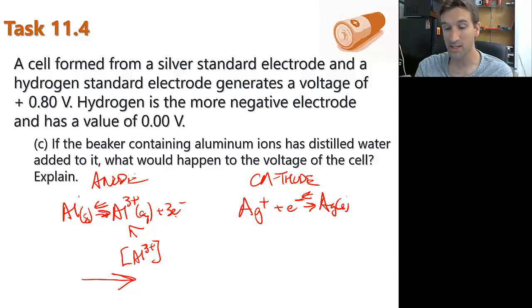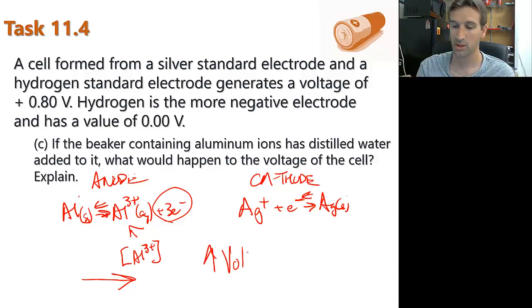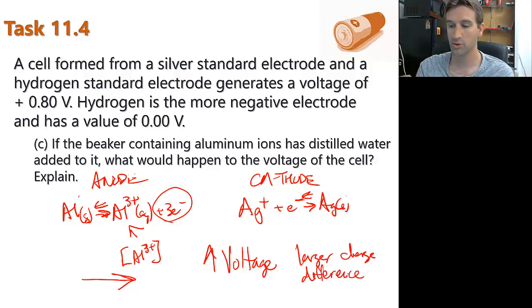And in the process, it's going to generate more electrons, more negative charge. This has the effect of creating a larger difference of charge between the negative and the positive electrode. If there's a bigger difference in charge on the negative and positive electrode, this will increase the voltage of the cell. So our end result is we have an increase in the voltage of the cell because we have a larger charge difference between our two plates. Larger charge difference.